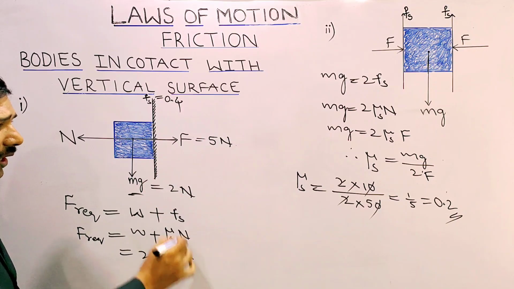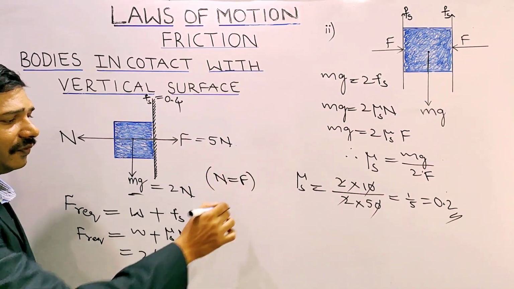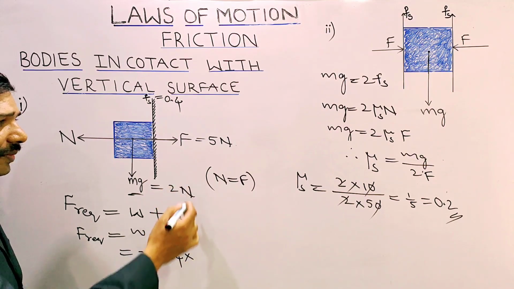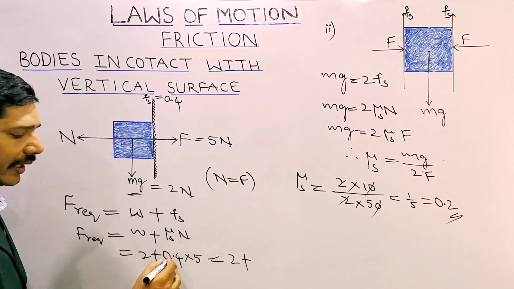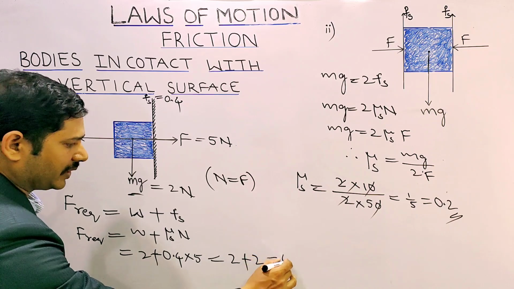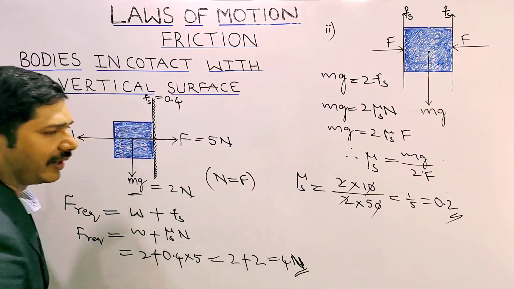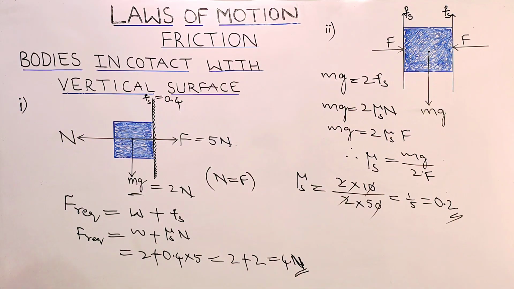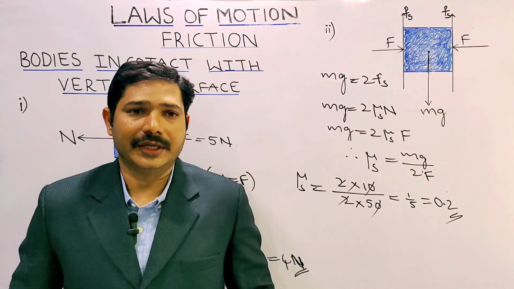into the normal reaction, which we just discussed is equal to the force only. So that time how much here? 5 newtons. That equals 2 plus, 4 into 5 is 20, here the decimal is there, so 2. So 2 plus 2 is how much? 4. The 4 newtons force is required to slide the body. 4 newtons is required. So which option is correct from this? The third option is correct.